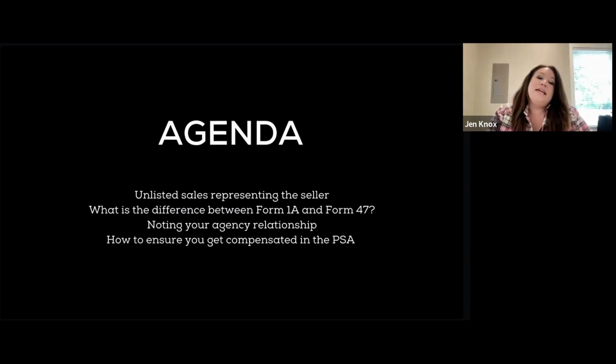In the discussion today, we're going to talk about the difference between a listing agreement and a seller representation. So the two forms I'm discussing are going to be 1A and Form 47. How to note our agency relationship and how to ensure that when we write up a purchase and sale agreement, we not only get compensated correctly, but we're also showing our true representation.